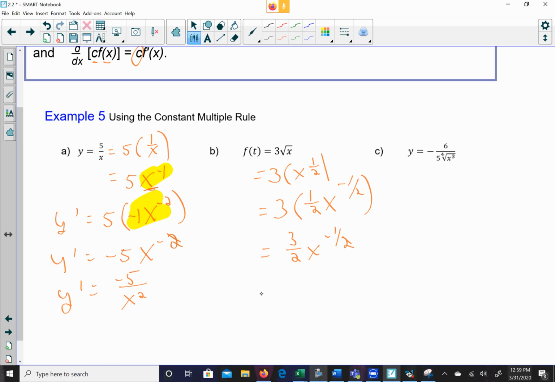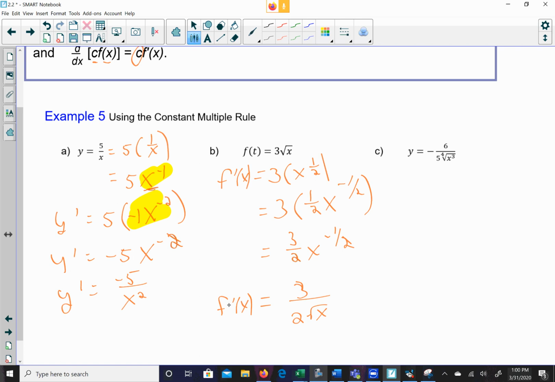which I am going to rewrite as 3 over 2, and then I can either do x to the 1/2 or write the square root of x. That does not matter. And then I forgot to write my notation. It's the derivative of f of x.